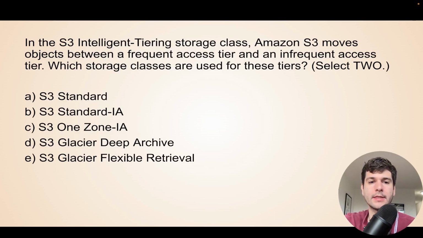All right, so we had an intelligent tiering question earlier, or now we have another one. So in the S3 intelligent tiering storage class, Amazon S3 moves objects between a frequent access tier and an infrequent access tier. Which two classes are used for these tiers? So you can eliminate right away these Glacier related ones. That's not about the intelligent tiering storage class. So the ones it moves it between would be the one with standard and standard IA. So it's going to be moving it between these two depending on how frequently accessed it is. So it would be A and B.